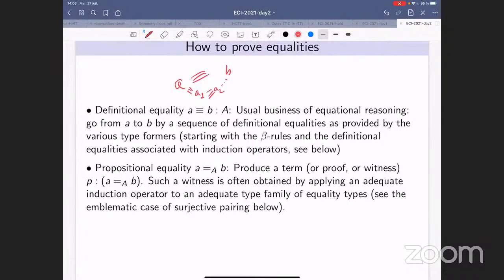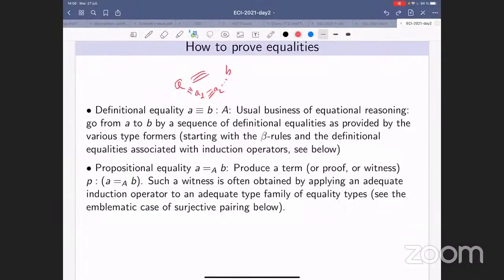While for propositional equality, the rules of the game are quite different. It's a type. Okay, it's not a judgment. It's a type here, and so we need to use the tools at our disposal to produce a term of this type. So it's a bit different. Of course, you can consider that a sequence of equalities from A to B is a proof of A equals B, but here you might have other ways than just equational reasoning for proving a propositional equality.